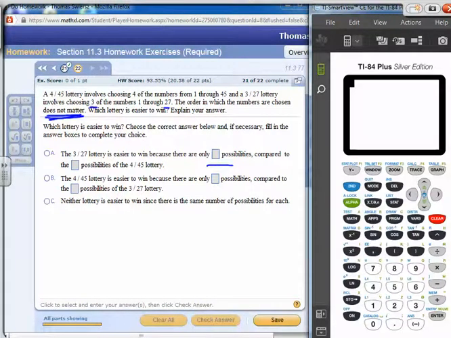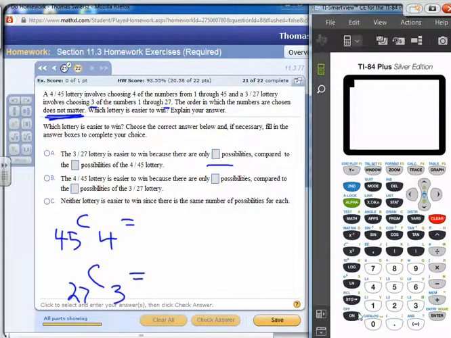So the 4/45 is, again, order does not matter, they're both combinations. So that would be a total of 45 numbers we're choosing 4. So we'll do that on our calculator. The other one is 3/27. So we've got 27 total numbers and we're choosing 3. So we'll do both of those, okay? Both of those are combinations. We'll do those on our calculator and get the answer for both.